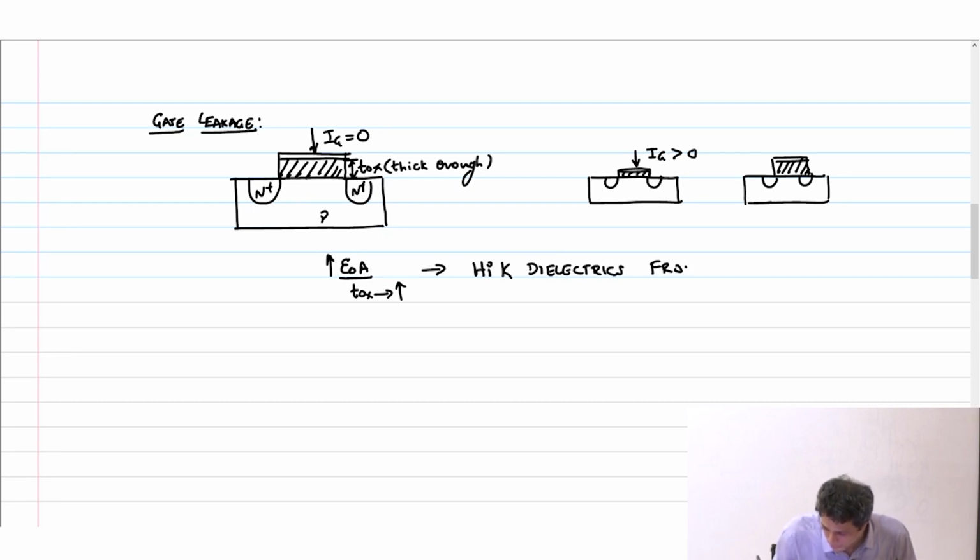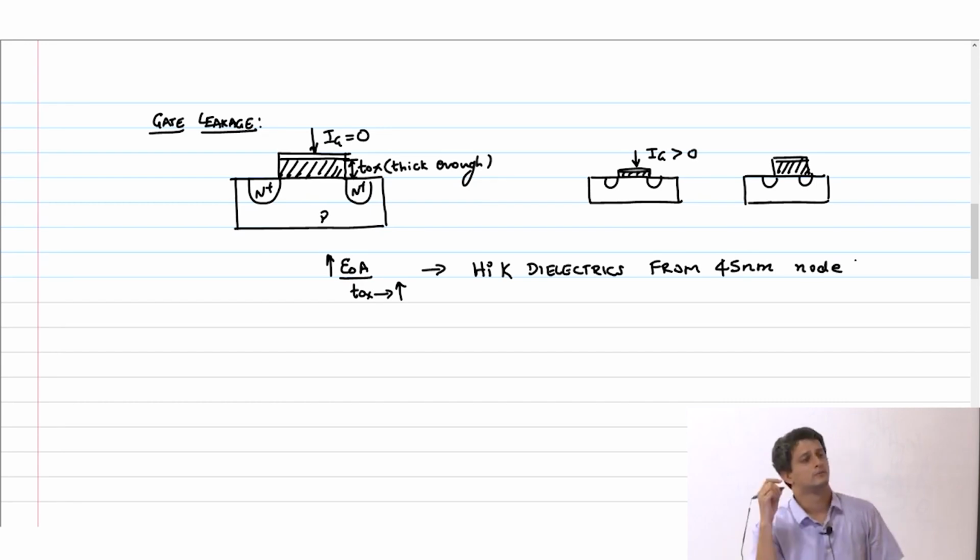From 45 nanometer onwards, the 45 nanometer node. What is a high K dielectric? Instead of using silicon dioxide as your oxide, you introduce new materials which give you a higher relative permittivity, and the material that was used is hafnium oxide.